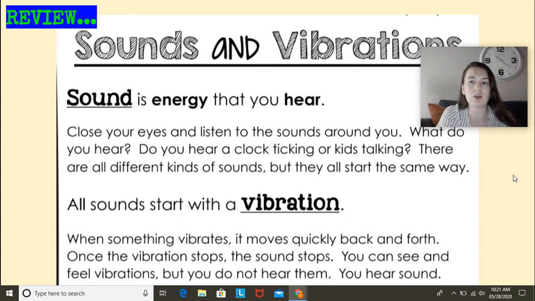So remember that sound is energy that you hear. When we close our eyes and listen to the sounds around us, what do you hear? Well, there's two clocks in the living room right now, so that's what I hear. Do you hear a clock ticking or kids talking or maybe your parents are talking? They're all different kinds of sounds, but they all start the same way. What way is that? They all start with a vibration.